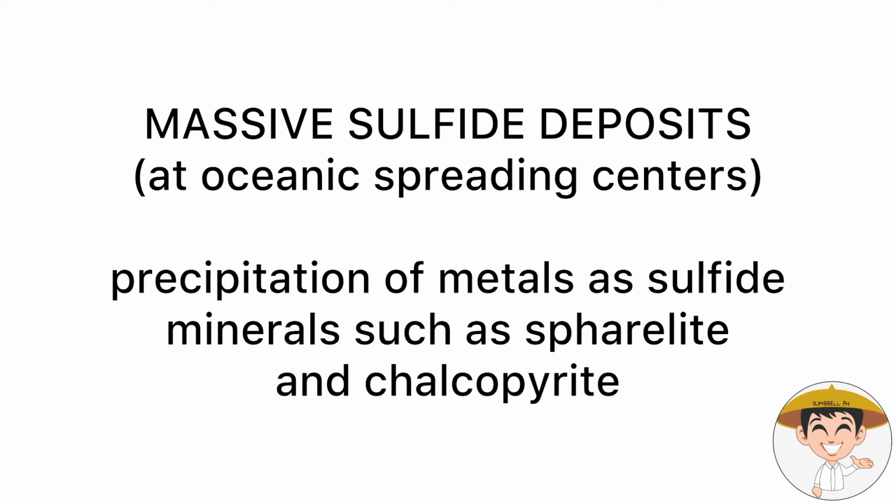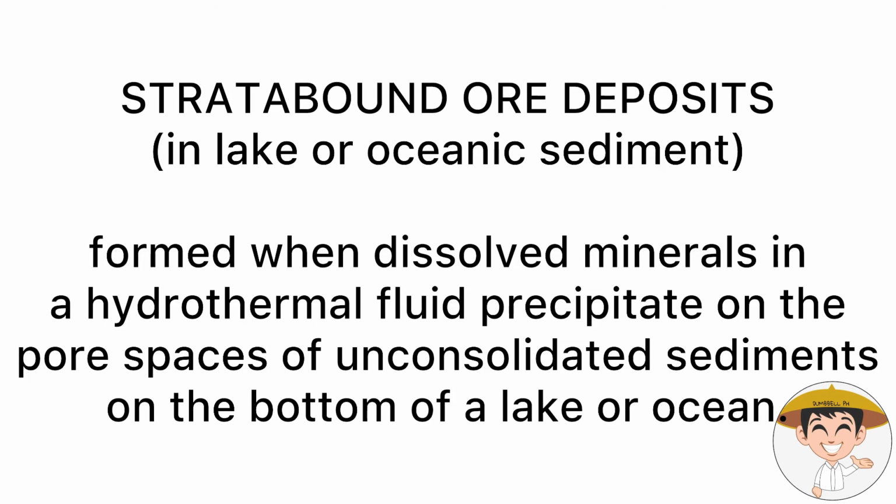Next, we have massive sulfide deposits at oceanic spreading centers. Massive sulfide, so precipitation of metals as sulfide minerals such as sphalerite or zinc sulfide and chalcopyrite or CuFeS2 occurs when hot fluids that have circulated above magma chambers and oceanic ridges, which may contain sulfur, copper, and zinc, come in contact with cold groundwater or seawater as it migrates towards the sea floor. So again, these are sulfide mineral deposits.